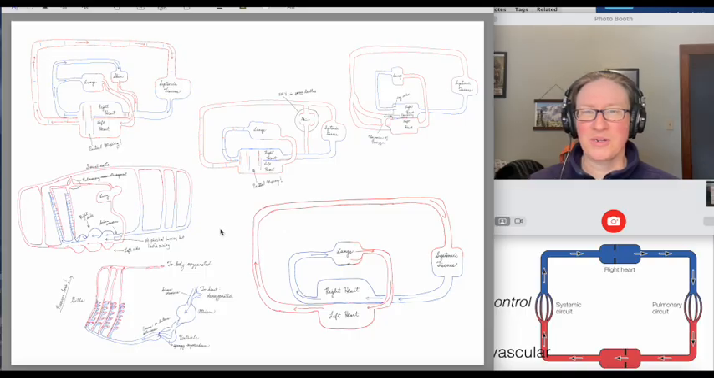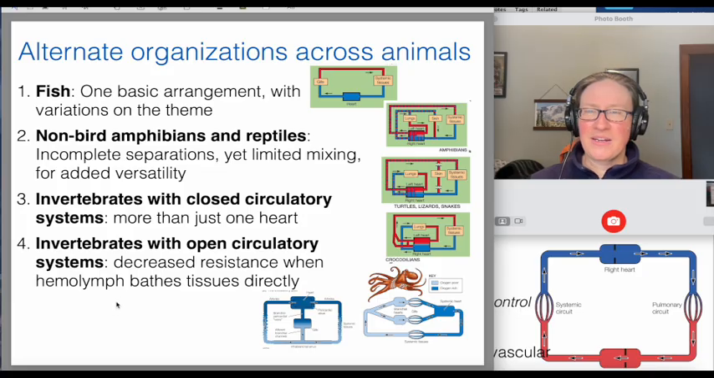And again, the depictions in our textbook have some elements that are a little overly complex. So I've tried to redraw these circulatory plans to highlight some of the major features that I think you should hone in on. And I'm going to just give you the take-home message first, and then we're going to walk through the specifics. So for fish, the main thing to take away is that fish have one basic circulatory arrangement, and then we're going to see some variations on that theme based on how fish breathe.